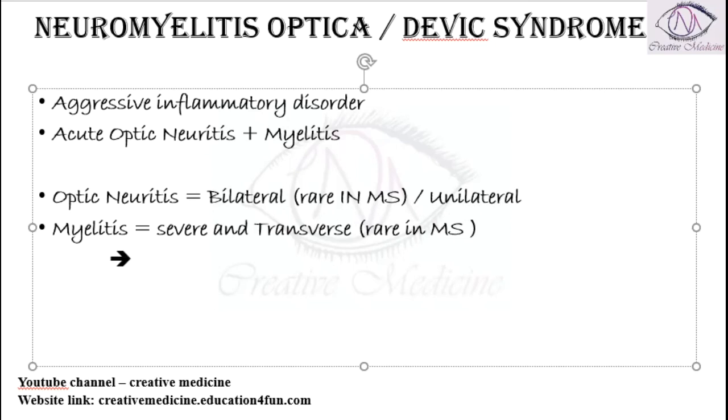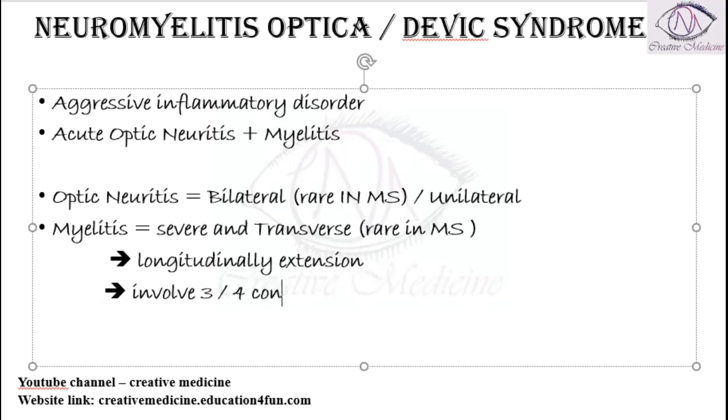Then one more thing is that this myelitis is longitudinally extensive, and the myelitis in neuromyelitis optica can involve three or more contiguous vertebral segments. So it will involve three or four contiguous vertebral segments. So it is similar to transverse myelitis, but it is present over 3 to 4 segments.